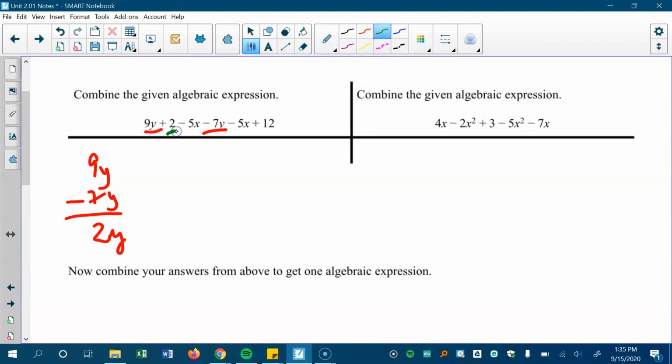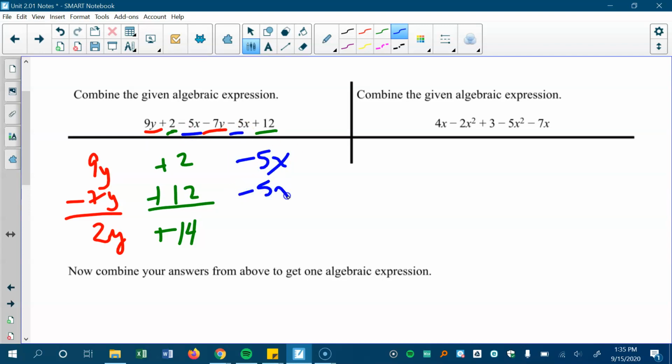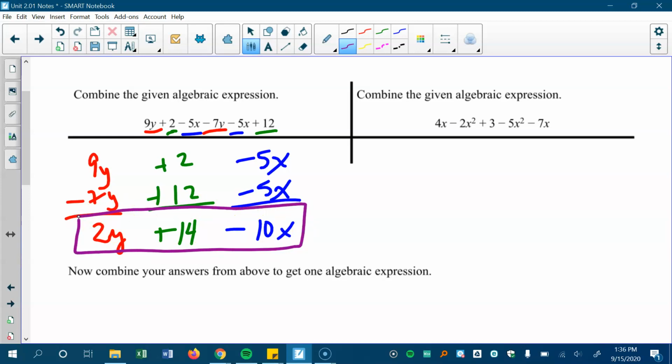For the constants, I have a positive 2 and a plus 12. Positive 2 and a plus 12 together make a positive 14. I also checked that there were no other constants anywhere in this expression. Minus 5x and minus 5x are my x terms, and a minus 5x and a minus 5x are a minus 10x. Nothing that I can combine on the bottom, nothing that I can combine on the top, and this is my answer.